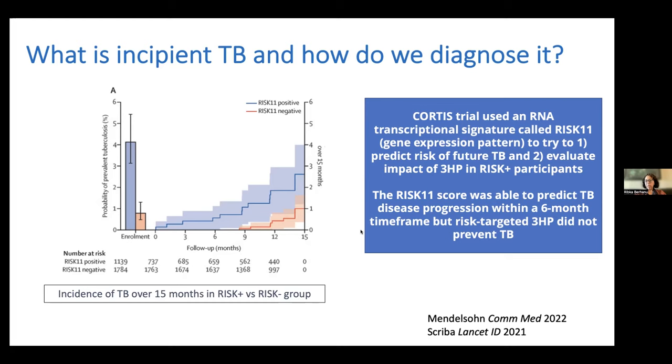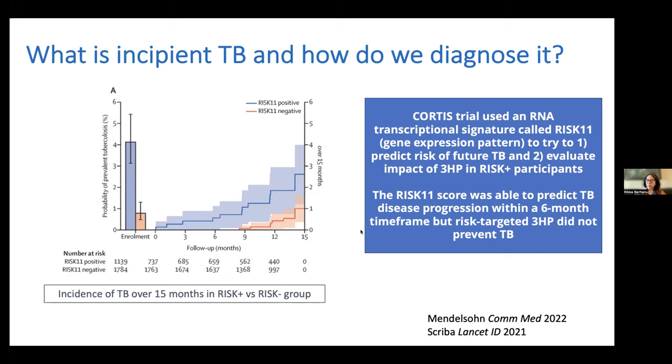And so then the second part of the Cordis trial was to say, okay, if we can predict who is at high risk of developing TB, what if we give these people 3-HP, TB preventive therapy? Could we prevent progression to active TB disease? Because ultimately that is the goal of finding a diagnostic for incipient TB: to prevent progression to clinical disease, to prevent the morbidity and mortality of TB, and to prevent onward transmission.